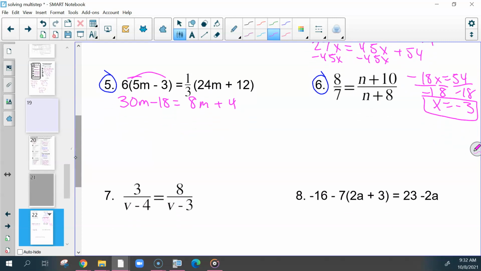Okay. Pick one of these things to move. Kayla. 18. 8m. So we would subtract 8m. If that's not the one you wanted, you can move something else. That's fine.